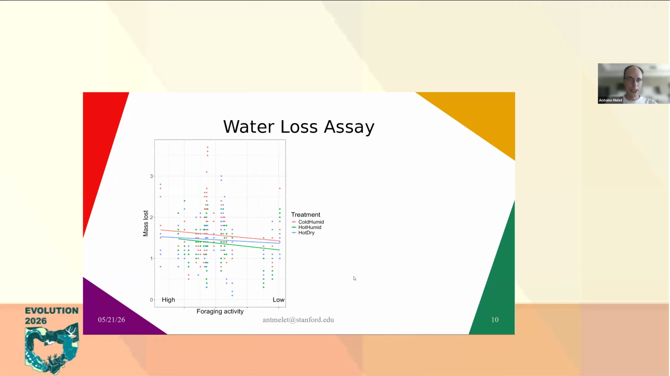This graph is slightly counterintuitive because on the left are the colonies that maintain a high foraging activity in dry conditions, and the colonies reducing their foraging activity are on the right part. You see that ants from colonies that reduce their foraging activity tend to lose slightly less water, but this effect is not significant.